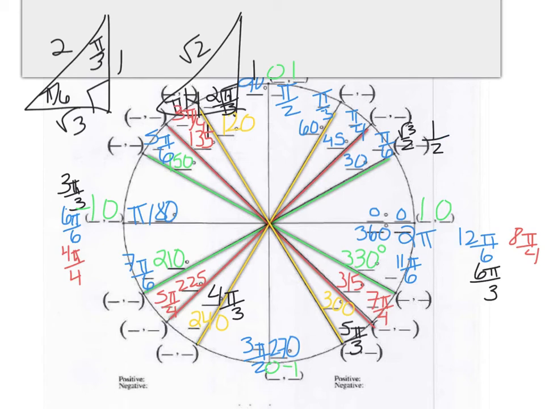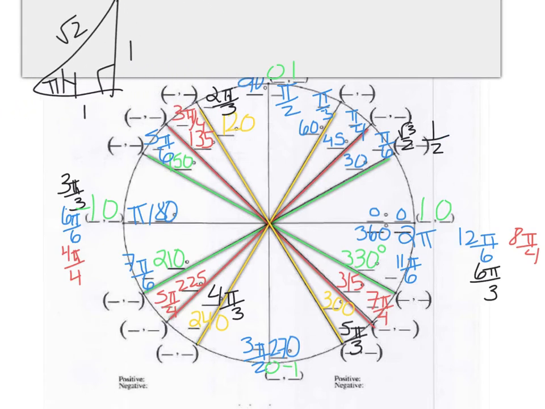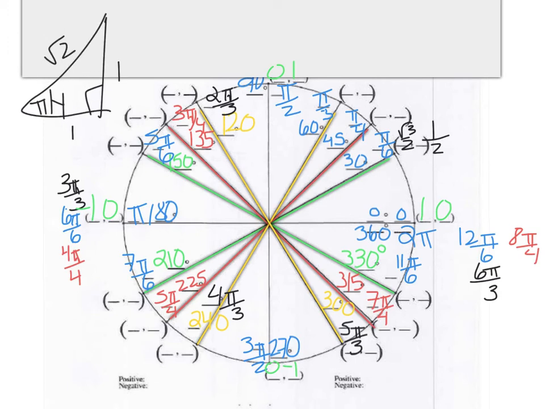Now for the 45, or the pi over 4, use this picture. The x-coordinate is going to be 1 over root 2, which we know we have to change. So that's root 2 over 2. And now the same thing for the y-coordinate. So it's 1 over root 2, which is root 2 over 2. Yikes.